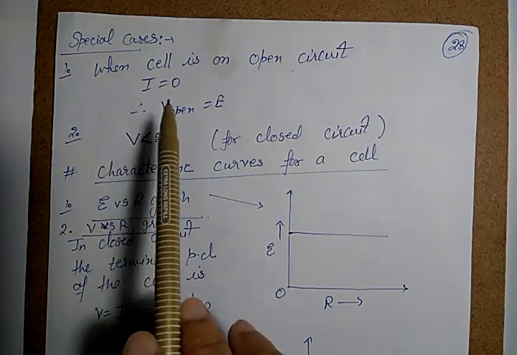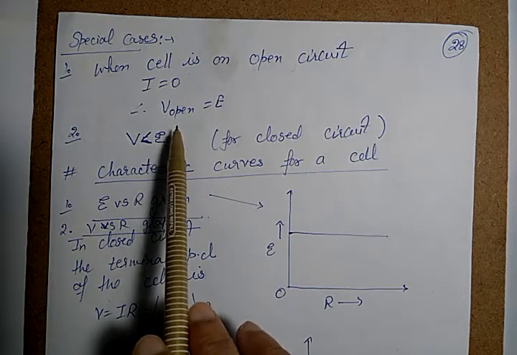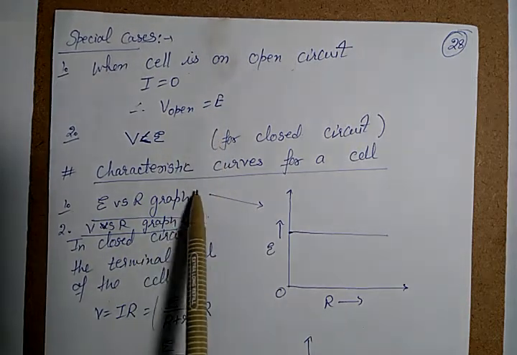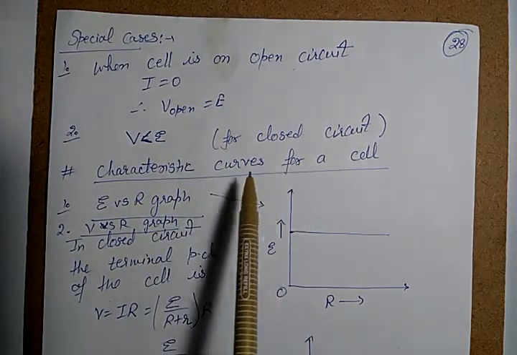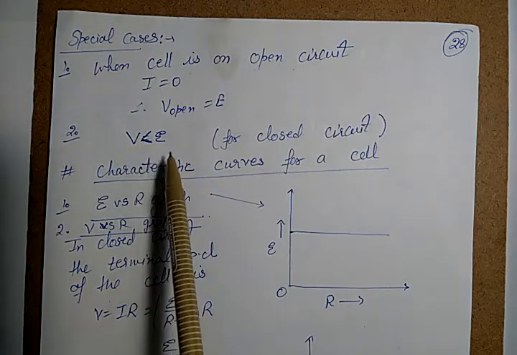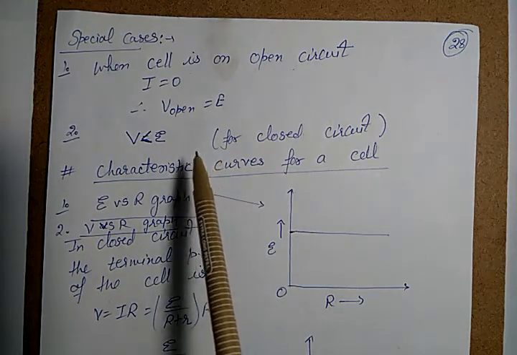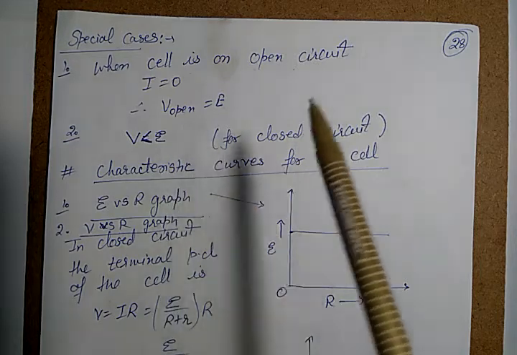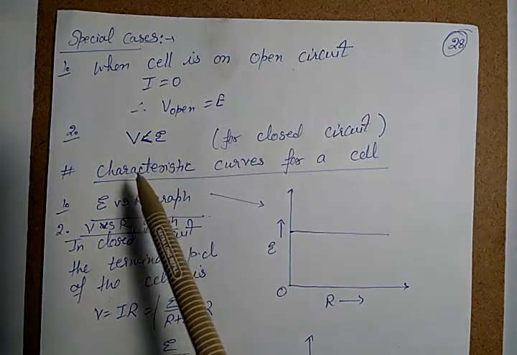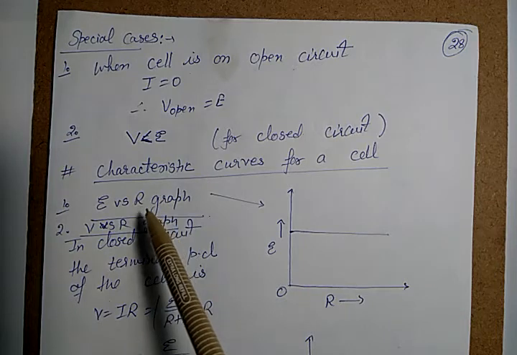In that case, when the current is not drawn from the circuit, the terminal potential difference for an open circuit is equal to the EMF of the cell. And the second one, when the circuit is closed, in that case the potential difference is always less than the EMF of the cell, because when the circuit is closed, some amount of potential is always dropped across the conductor, across the cell. Hence, it is always less than the EMF of the cell for a closed circuit.